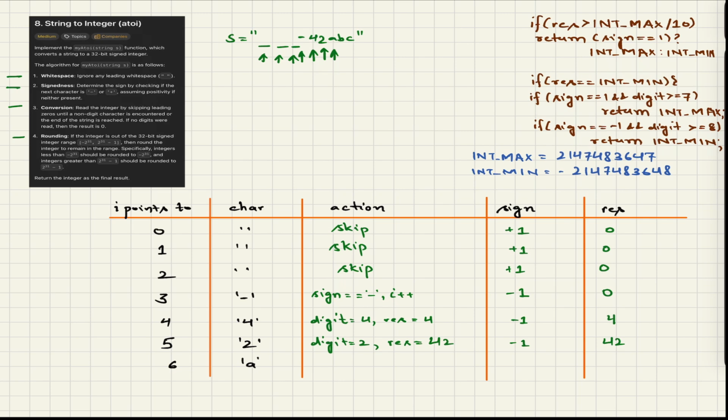My result is this. Then I have A. Is A a digit? No, it is a non-digit, so we stop here because it is a non-digit. Sign is -1 and the result is 42. I'll return my sign multiplied by the result that I have in hand.